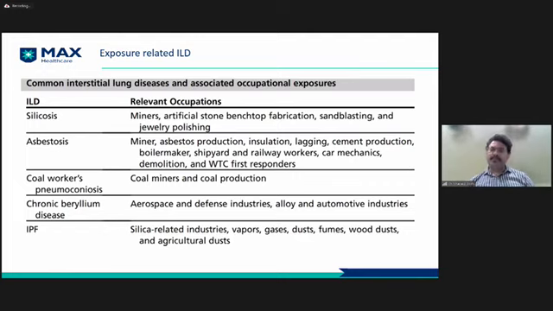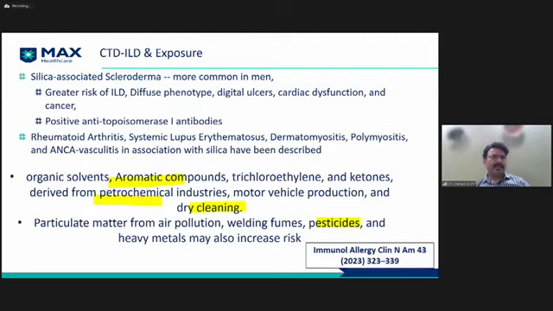Then definitely fumes or wood dust and agriculture dust also lead to these kind of exposure related ILDs. There are CTD ILDs also seen with certain exposure. So most commonly scleroderma is associated with silica exposure. It is more common in men. Then it has a diffuse phenotype. There are common associations of digital ulceration, cardiac dysfunction and even lung cancer because of exposure to silica.